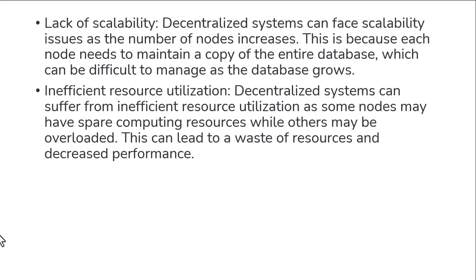Inefficient resource utilization. A decentralized system can suffer from inefficient resource utilization, as some nodes may have spare computing resources while others may be overloaded. So, as compared to centralized, decentralized possesses this deficiency. Every node is independent and every node has dedicated resources. Although the load is balanced as the client requests come, the resources are not the same. Every computer has a different amount of resources. One has less as compared to another.